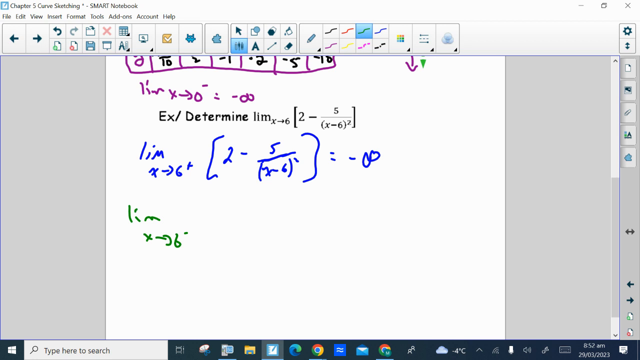As you get closer and closer to 6 from the left, the gap between the number and 6 gets smaller and smaller, which will give you a negative decimal. However, when you square it, it's going to get a positive decimal. And just like before, that decimal is going to get smaller and smaller. So when you go 5 divided by a number that's getting smaller and smaller, your answer is going to get bigger and bigger. It'll approach infinity. And 2 minus a number that gets bigger and bigger will get smaller and smaller. Once again, it will approach negative infinity.